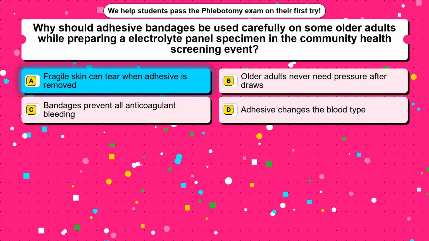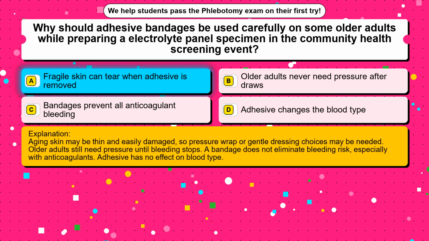The correct answer is option A. Fragile skin can tear when adhesive is removed. Aging skin may be thin and easily damaged, so a pressure wrap or gentle dressing choices may be needed. Older adults still need pressure until bleeding stops. A bandage does not eliminate bleeding risk, especially with anticoagulants. Adhesive has no effect on blood type.